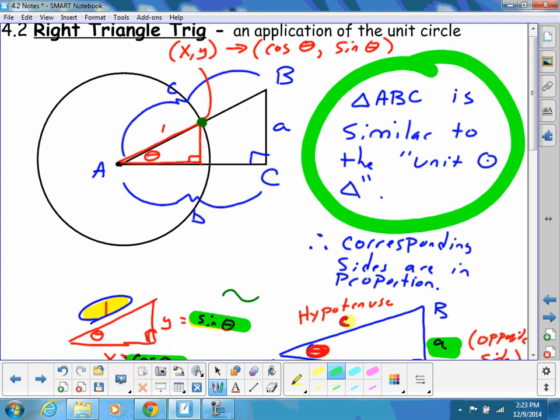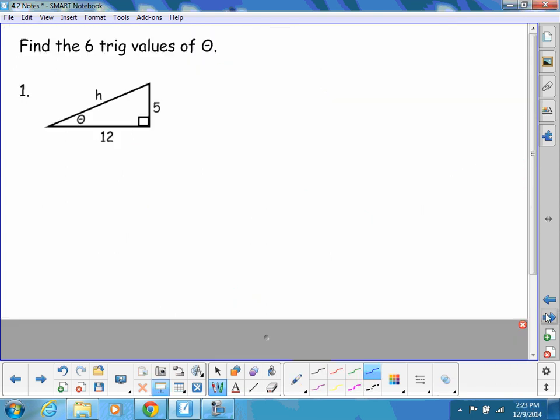How are we going to ask you to use this? Fantastic. I'm going to give you a picture. I'm going to give you a couple bits of information. In this case, I gave you a side of 12, a side of 5. It's a right triangle. That's SOHCAHTOA.